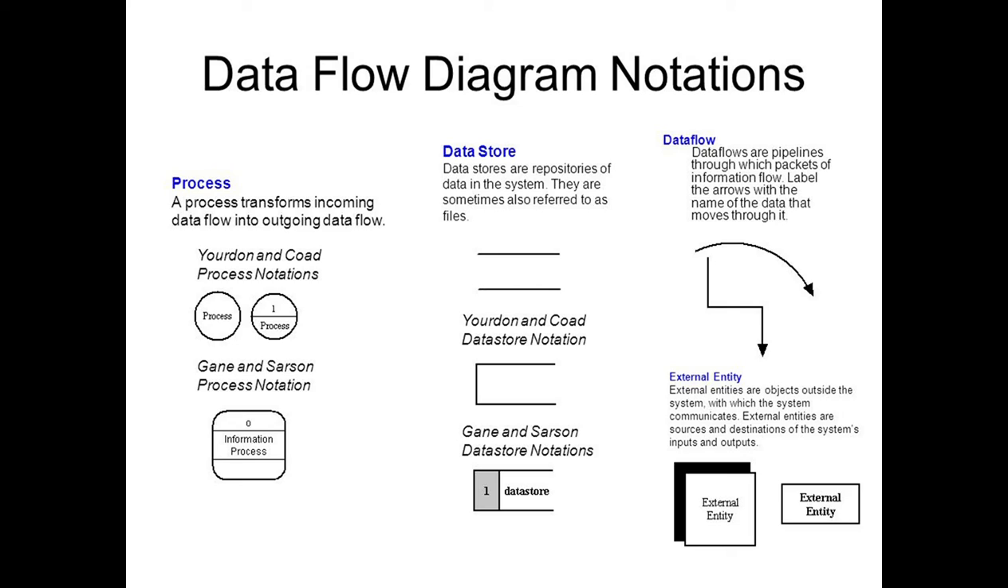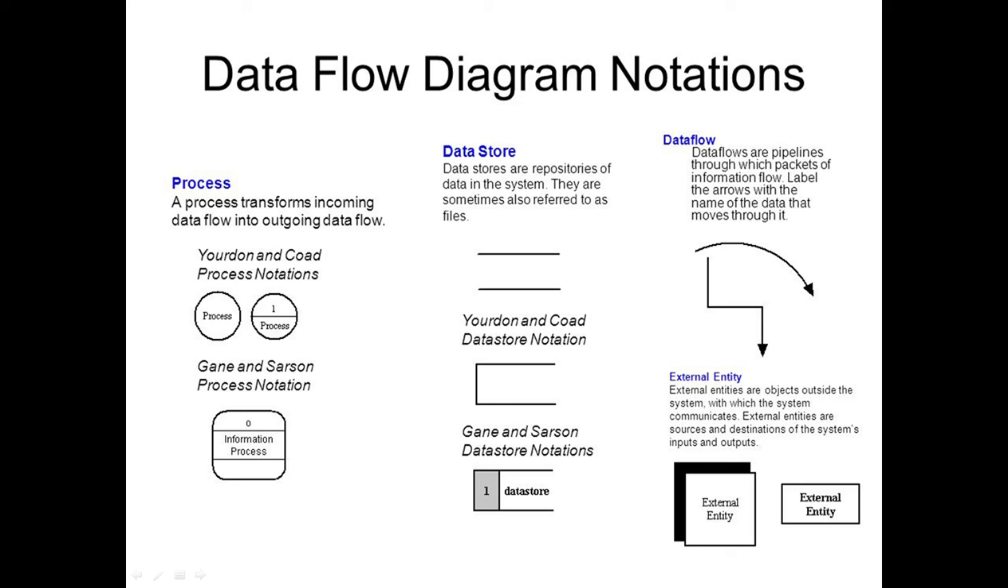And then next one is data store. Data stores are the repositories of data in the system, that is database. They are sometimes also referred to as files. This is represented by two lines. There are various notations. Two lines, one end is open. If we are having more than one data store, then we need to give some numbering here. And then data flow.